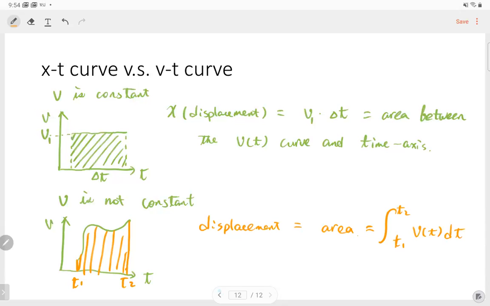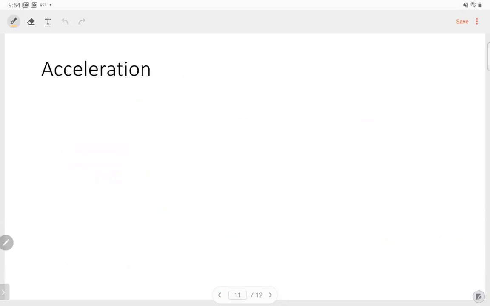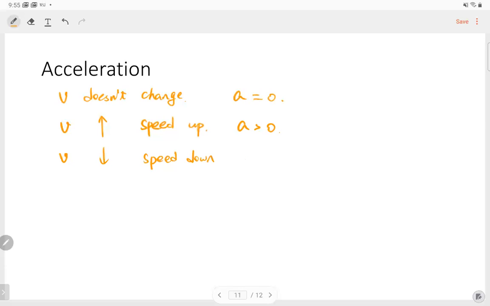The one more thing I want to talk about today is the acceleration. If the velocity doesn't change during the motion, then we see this is a constant or uniform speed motion, and the acceleration is zero. But if the velocity goes up, the motion speeds up, then we will have a positive acceleration. And if the velocity goes down, speeds down, the acceleration is negative. So we define the acceleration as the change in velocity over the change in time. And acceleration is also a vector. The direction of the acceleration is the direction of the change in velocity.